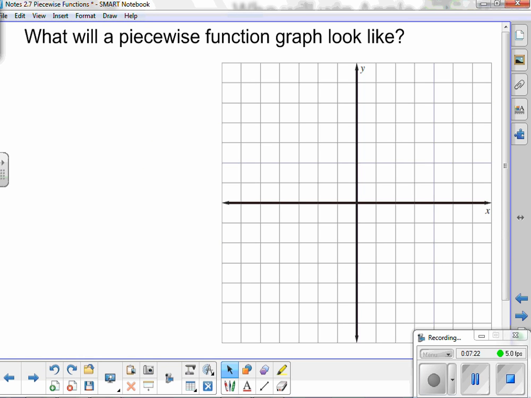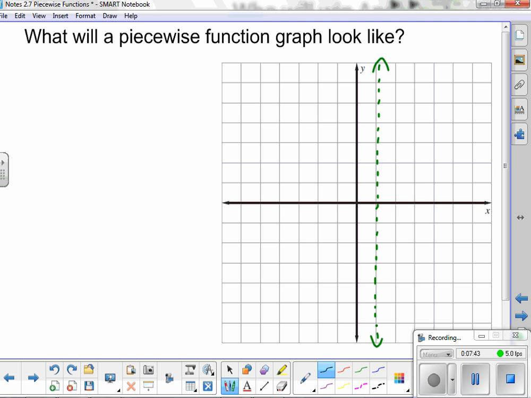Okay, here's what's going to happen. Your domain restrictions that were on the side are going to give you what's called a break line, because you're going to be breaking the lines that you're about to draw into two pieces. If you remember before, I said that a piecewise function is made up of two other equations put together. So the way ours are going to look is like this.